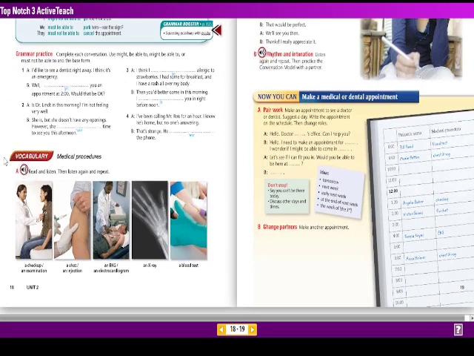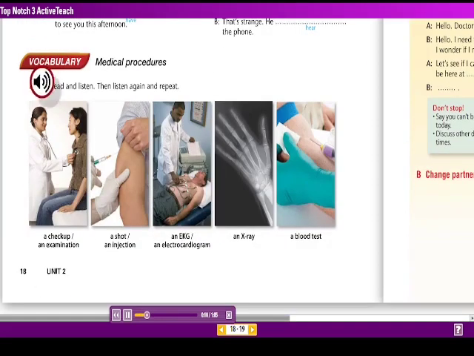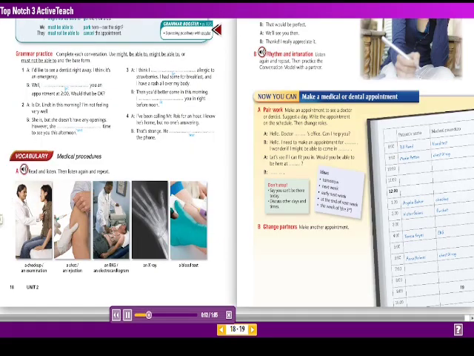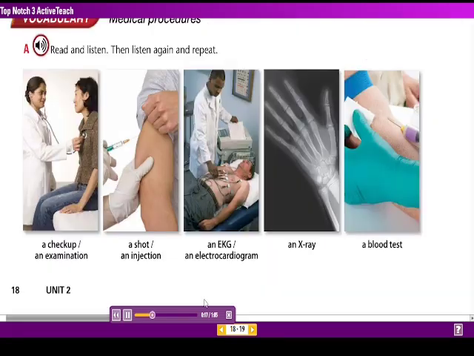Now, once we go to the doctor, we have medical procedures. Let's listen. Page 18. Vocabulary. Medical procedures. A checkup. An examination. A shot. An injection. An EKG. An electrocardiogram. An x-ray. A blood test.